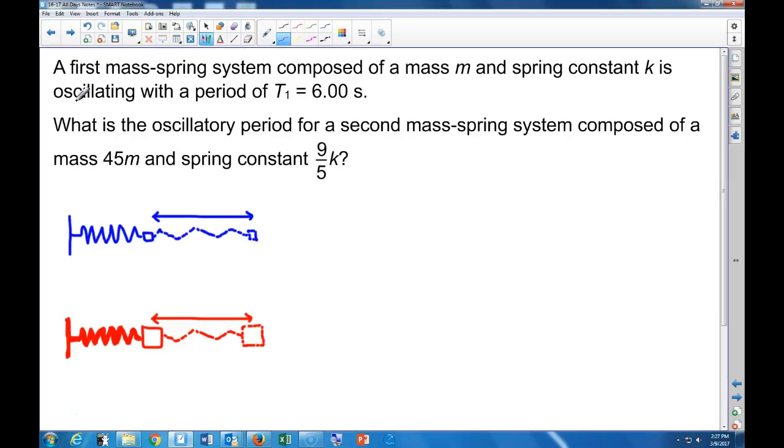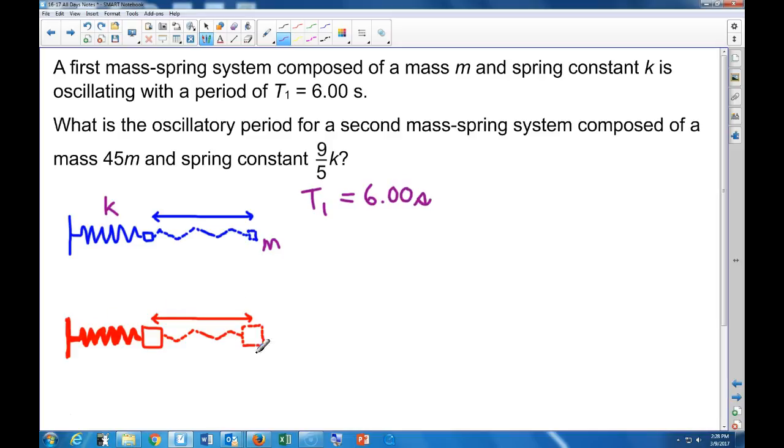Okay, we're going to solve some problems involving two different systems that we must compare. Here's the first one. A first mass spring system composed of a mass m and spring constant k is oscillating with a period of 6 seconds, t1. So here's the first system. The mass of the spring is m. We've used some shorthand here, but the spring constant of the spring is k. And the period of this whole thing is t1 equals 6.00.